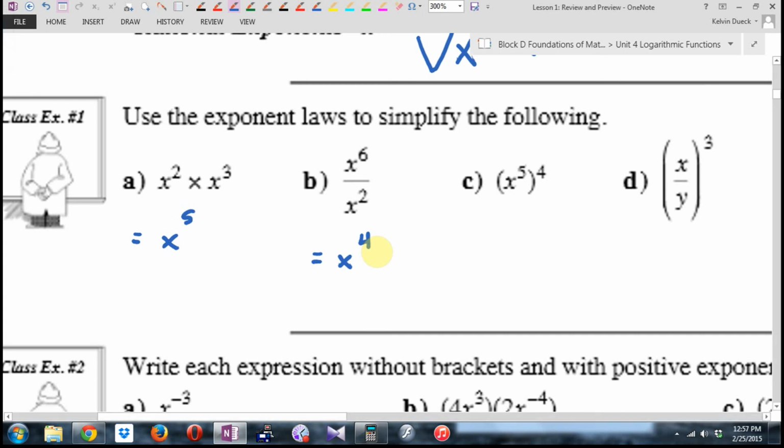C. Power to a power. Oscar, x to the 5th to the 4th is x to the what? Is it? Which one? Yeah, in fact, you know what? If you had said 9, I would have said 9! I mean, no! Right? Come on, that was pretty good. That one was good.